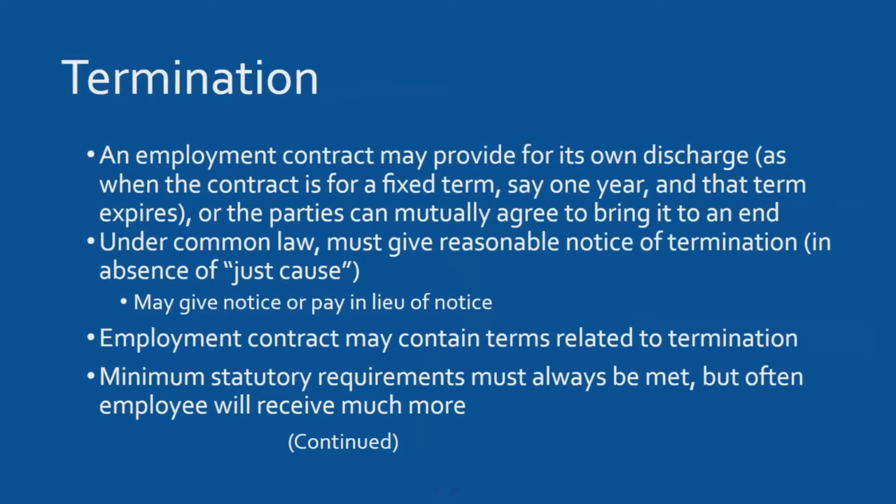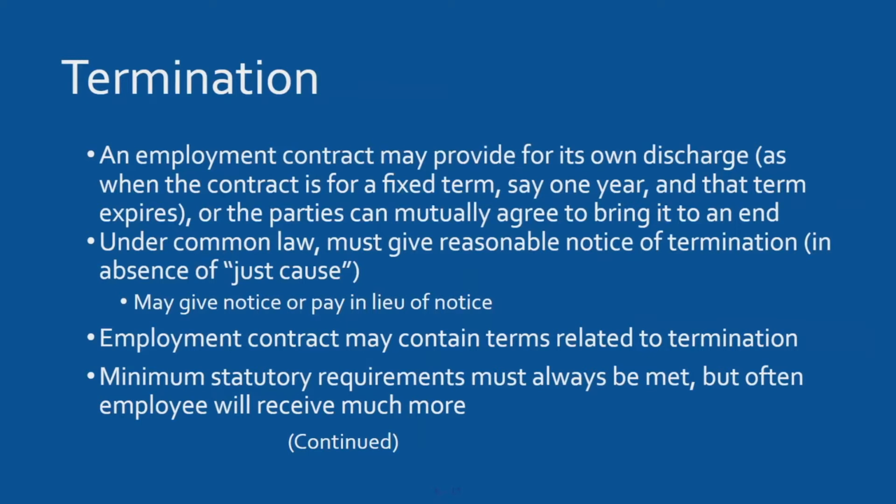So termination, an employee, for example, could be terminated. An employment contract may provide for its own discharge. So within a written employment contract, it could say that at any point in time, the employee can leave, or at any point in time, the employer can fire the employee with 2 days notice. Those sorts of things. You can write that in a contract. So when a contract is for a fixed term, say 1 year, and that term expires, the contract is over, the job is over. Or when the parties have mutually agreed to bring it to an end. You and I both agree that, no, this is not working, so we mutually agree to bring it to an end. We can do that.